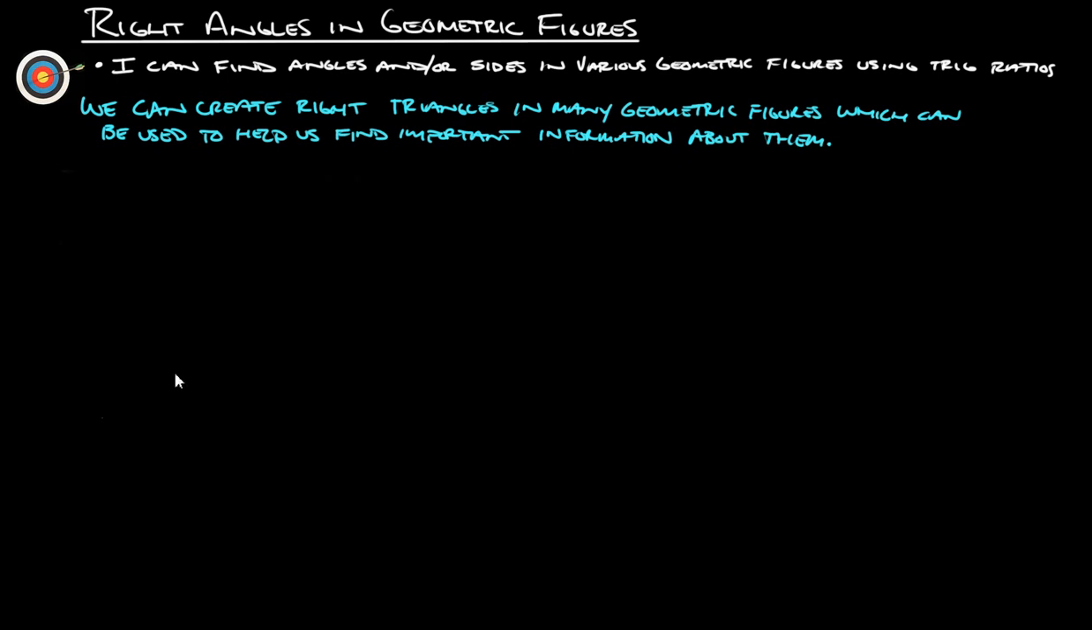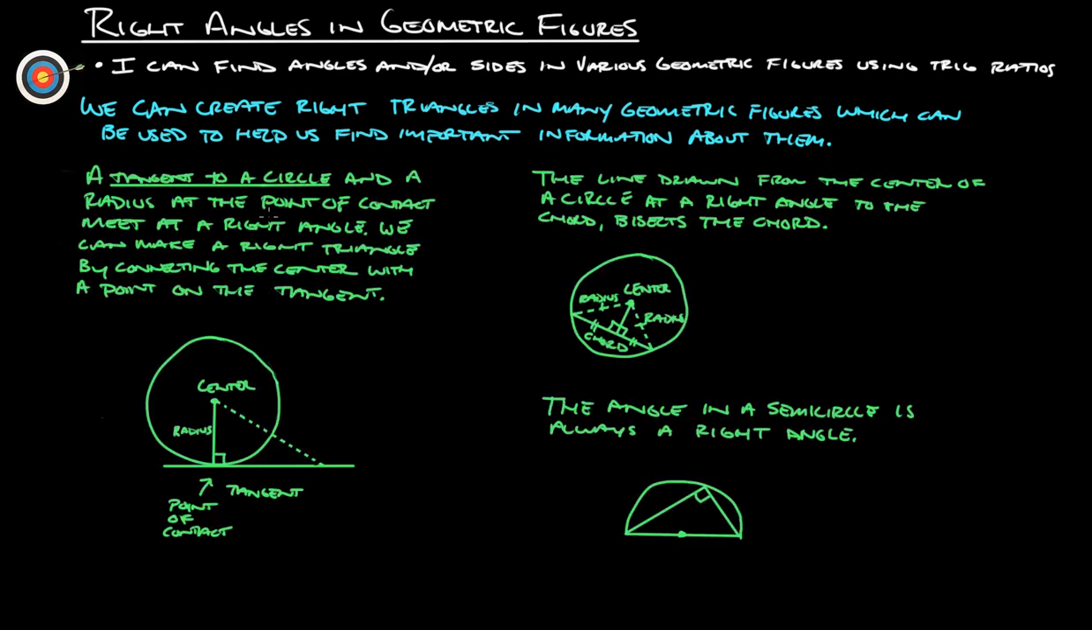Okay, and then next one here, tangent to a circle. A tangent to a circle and a radius at the point of contact meet at a right angle. We can make a right triangle by connecting the center with some point out on the tangent. So what this means is here's our circle, here's our radius. If we create a tangent right at that point where the radius hits, this is going to be a right angle every time. And then just create a point out here to connect to the center, and now we have a right triangle.